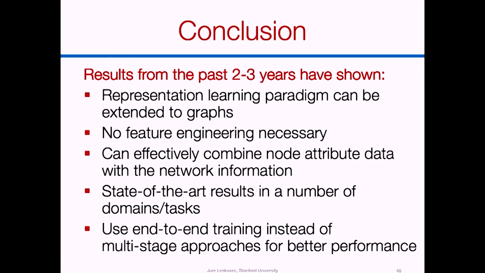So what did we learn in this fast-paced research area in the last 2 years? That this representation learning paradigm can be extended to relational data, that no human feature engineering is necessary, that we can effectively combine node attribute data with the network information and find the optimal balance between the two. So these types of approaches will always beat the approaches without the network because we can trade off. It gives us state-of-the-art results in a number of domains and tasks and allows for end-to-end training, while multi-stage approaches allow for better performance.